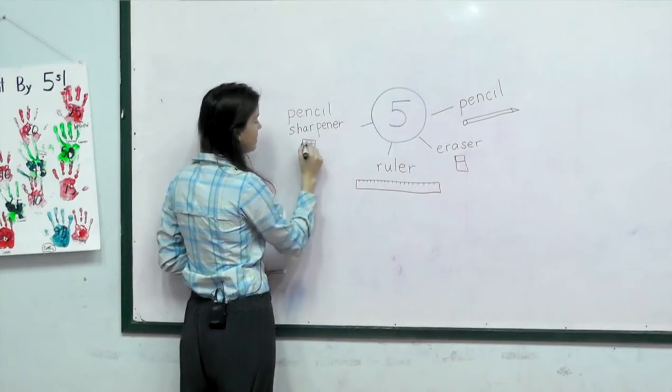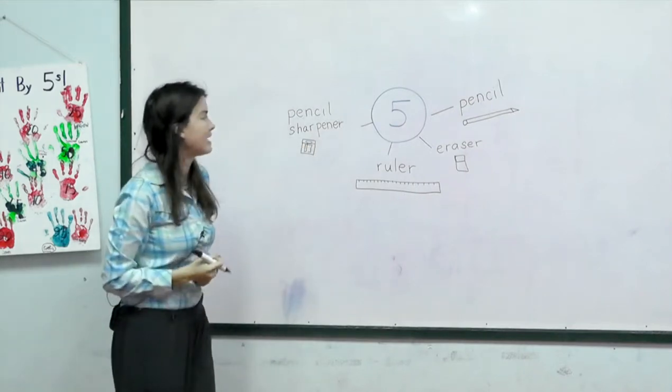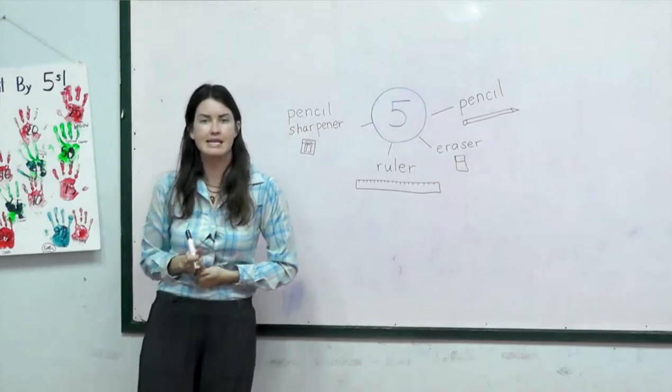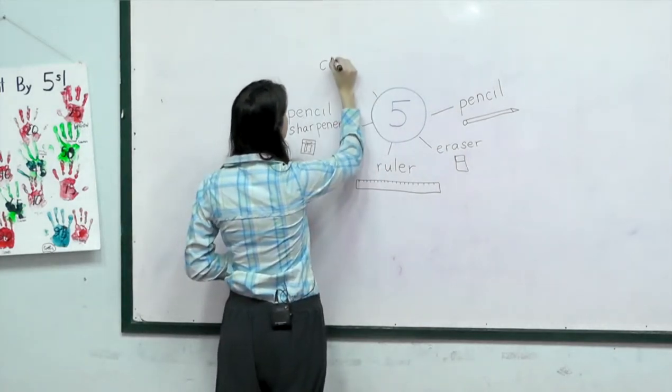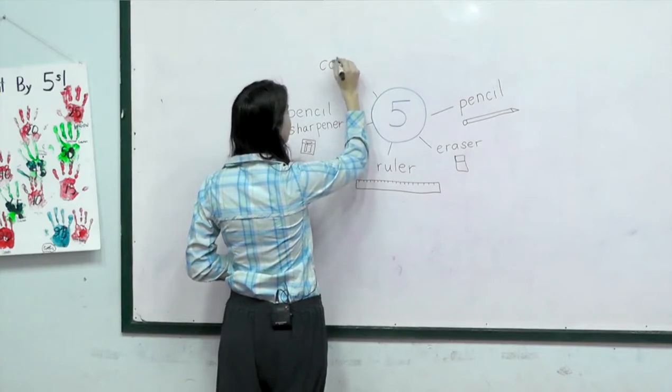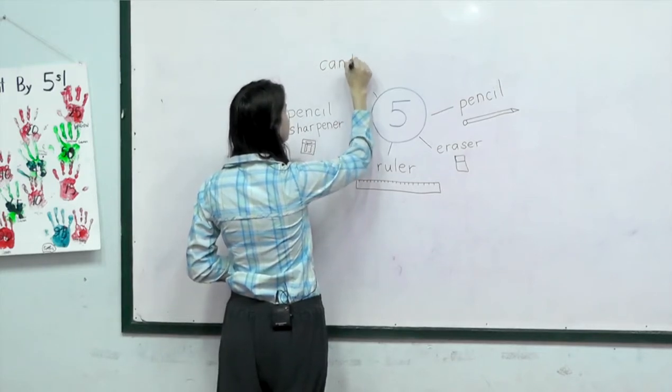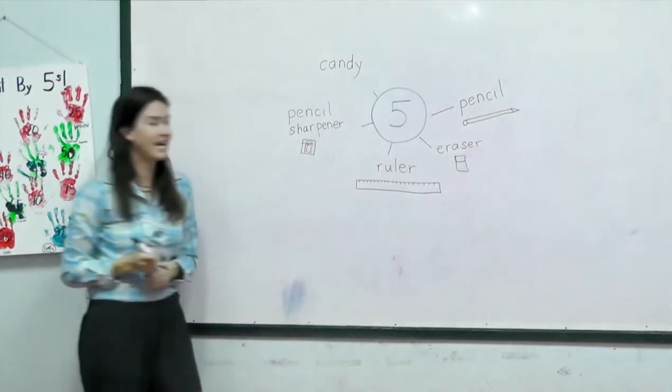Can we buy candy for 5 baht? Yes. All right, awesome. Candy. What's the first sound we hear in candy? C. Ka. Candy. A. N. D. Y. Good job.